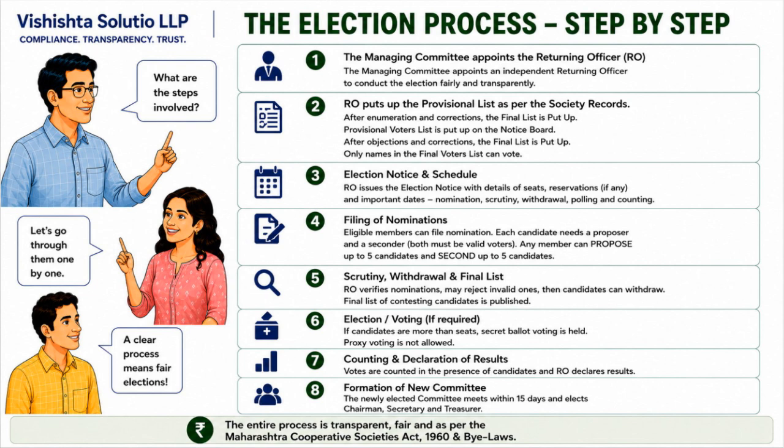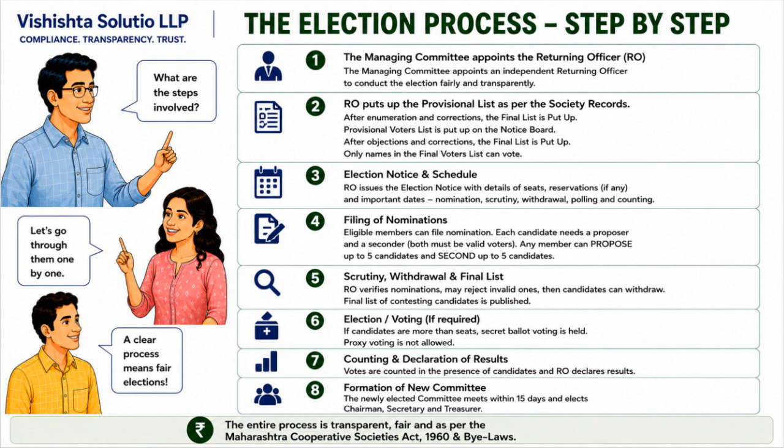The returning officer reviews all nominations, disqualifies any invalid ones, and after a period of withdrawal, publishes the final list of candidates. If the number of candidates exceeds the seats, a secret ballot is conducted. Note that proxy voting is not allowed. Votes are then counted transparently in the presence of candidates, and results are declared by the returning officer. Finally, the newly elected committee convenes within 15 days to elect key office bearers like the chairman, secretary, and treasurer.